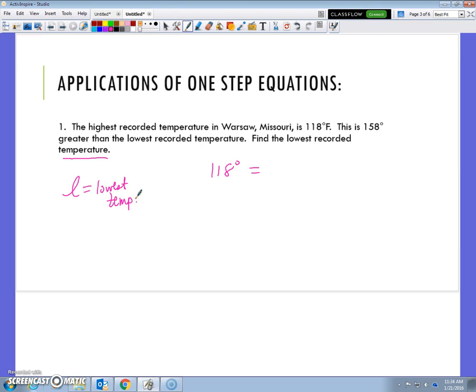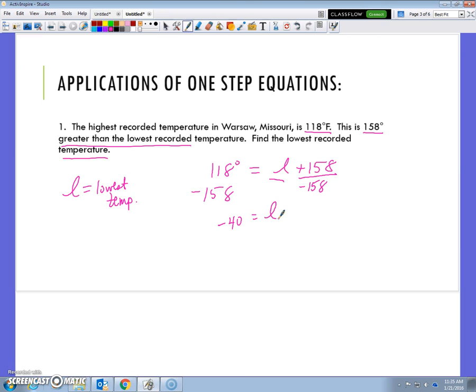And it's telling us in the word problem that the highest is 158 bigger than the lowest. So L plus 158 is 158 more than the lowest temperature, and that makes the highest temperature. So the highest temperature, 118, is 158 more than the lowest temperature. And now we can find the lowest temperature because we have a one-step equation. Subtract 158 from both sides of the equation, and I know that would equal negative 40.